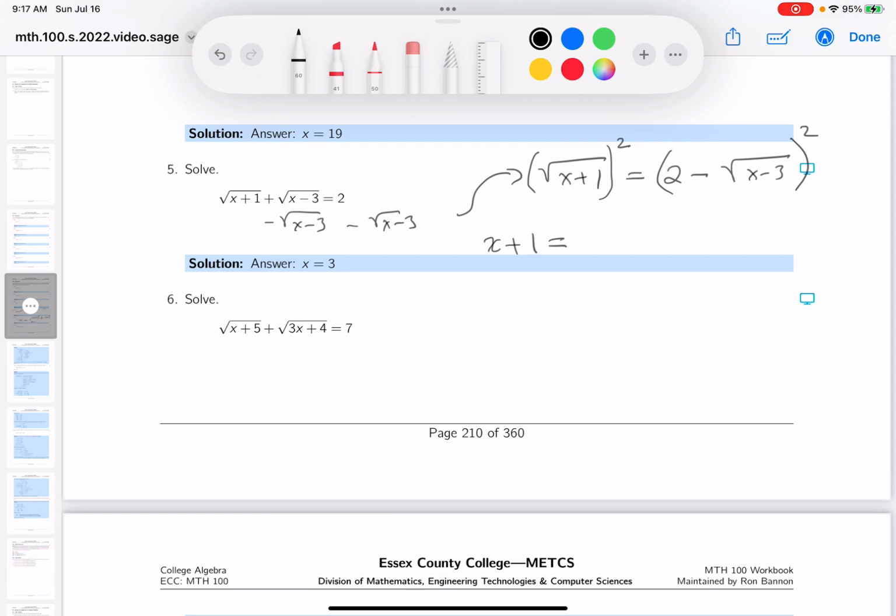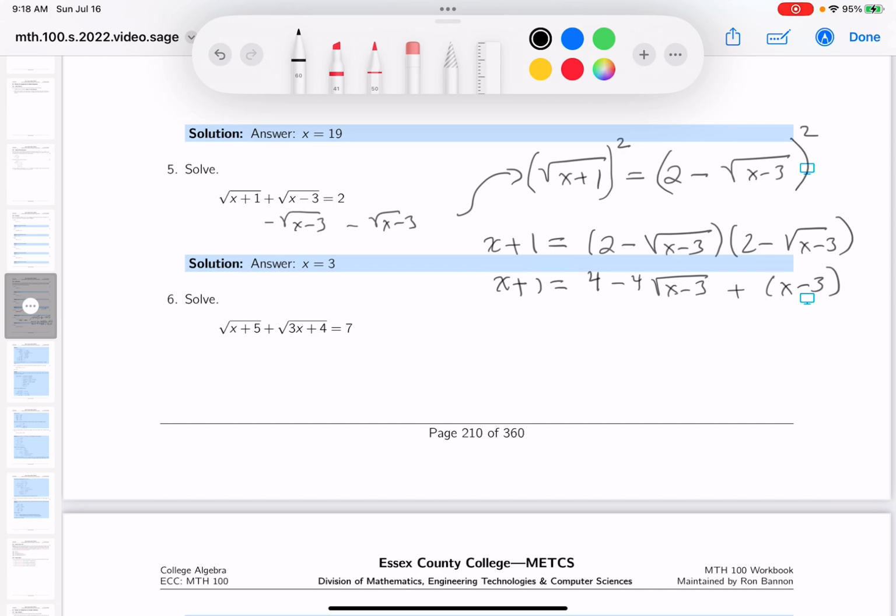Let me do the right side, more difficult. I'll write it down for you. It's 2 minus that radical, and then 2 minus that radical. And it's far more difficult to deal with. So what do you get? X plus 1 equals, well, 2 times 2 is 4. Then you get minus 2 of those radicals, another minus 2 of those radicals, so it's minus 4 of those radicals. And last but not least, you get plus this over here.